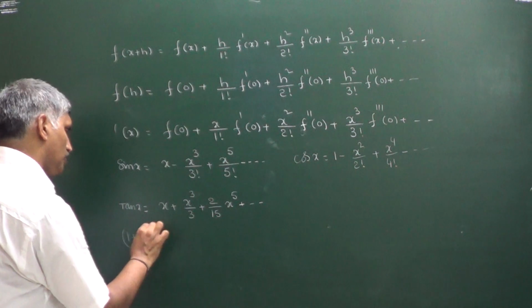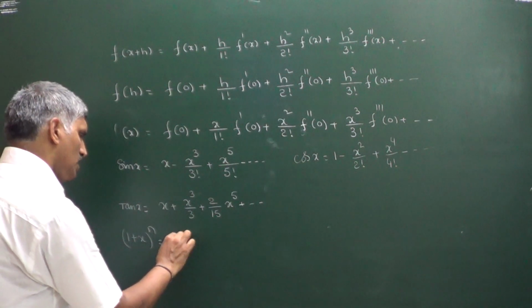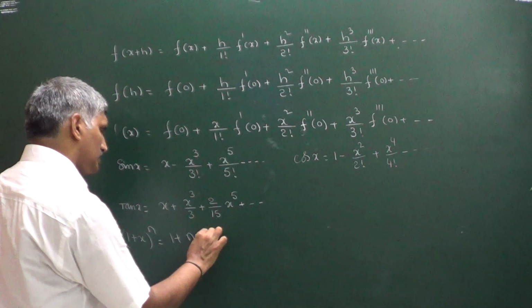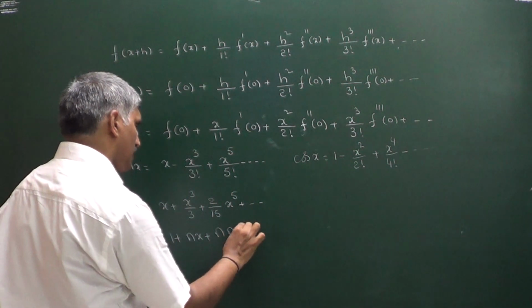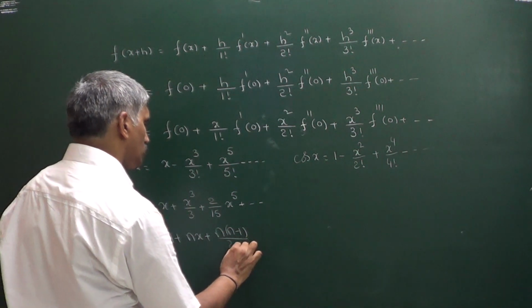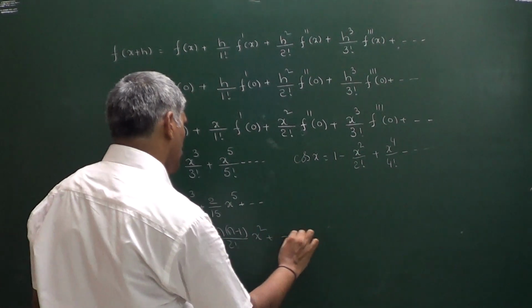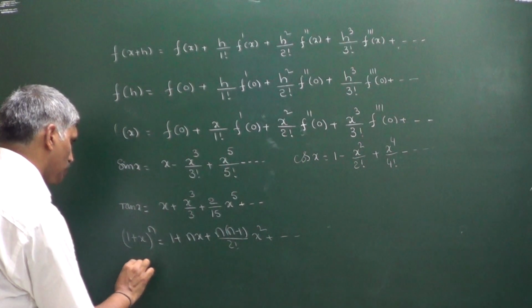(1 plus x) whole to the power of n, which I discussed earlier: 1 plus nx plus n into (n minus 1) divided by 2 factorial into x square plus and so on. That is the expansion of (1 plus x) whole to the power of n.